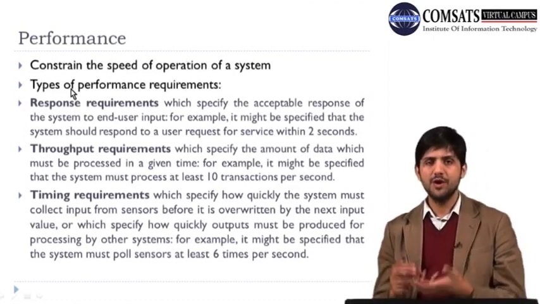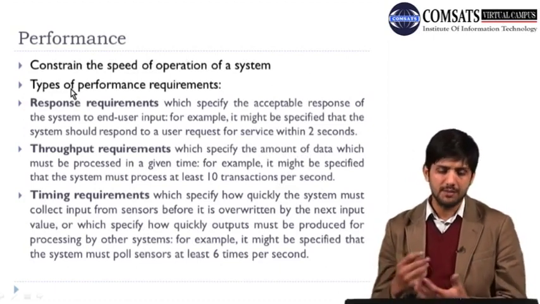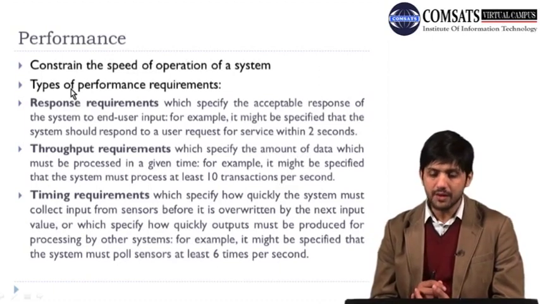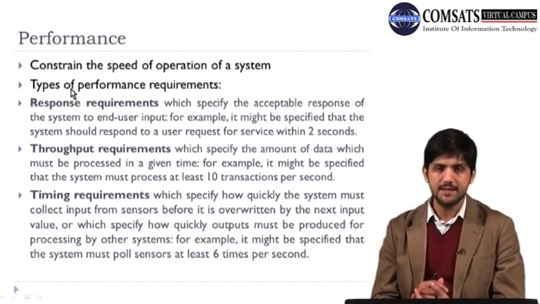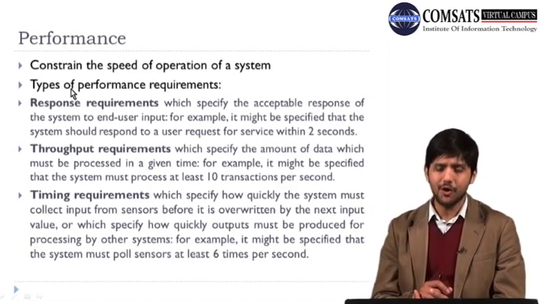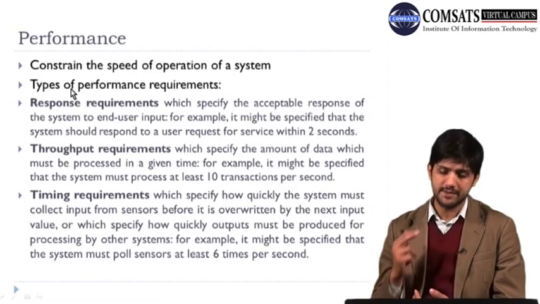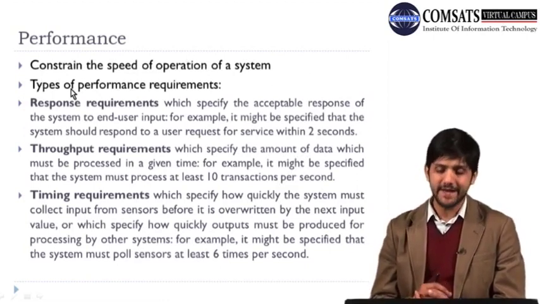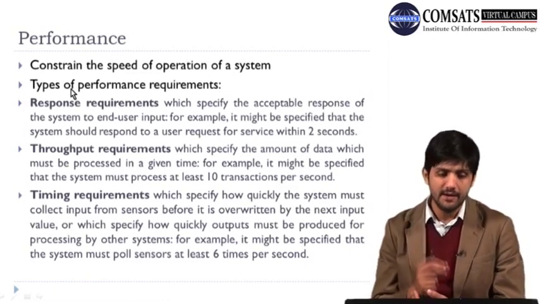So we have response requirement, then we have throughput requirements, and then finally we have these timing requirements, which specify how quickly the system must collect input from the sensors before it is overwritten by the next input value, or which specify how quickly outputs must be produced for processing by other systems. For example, it might be specified that the system must poll sensor at least 6 times per second.